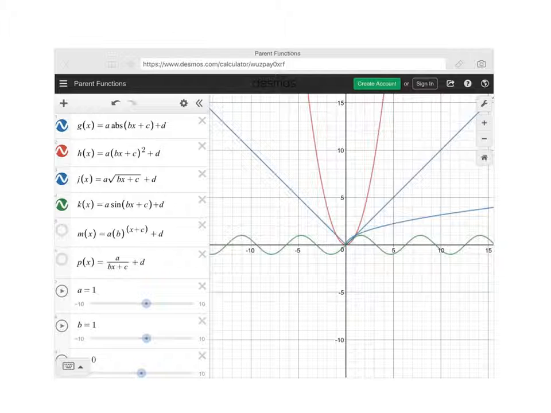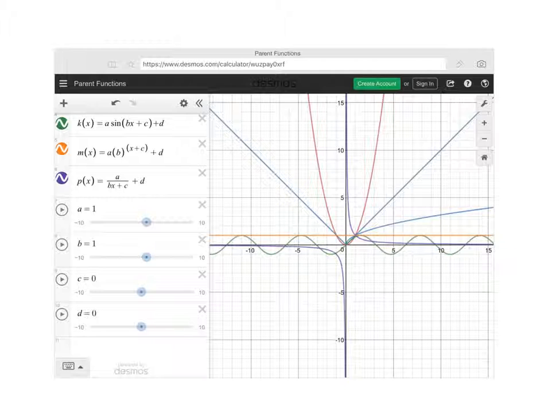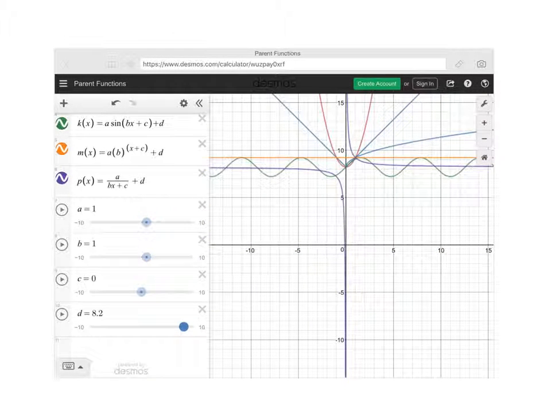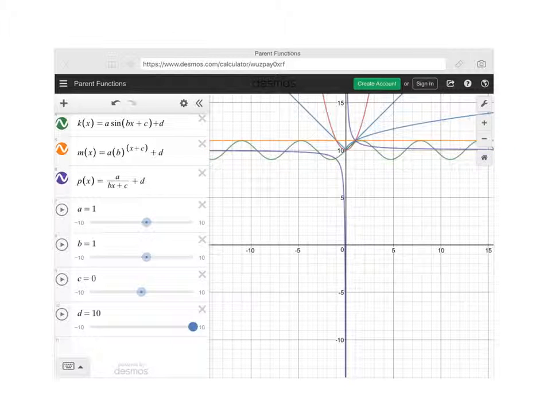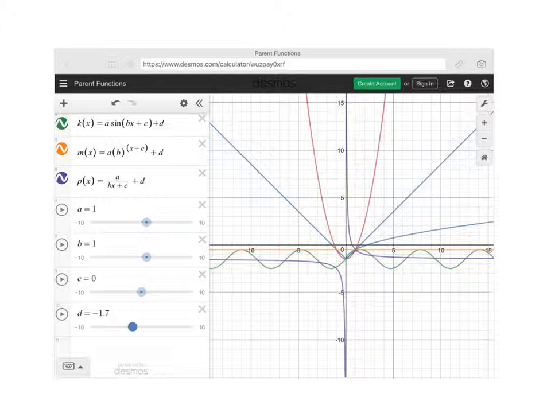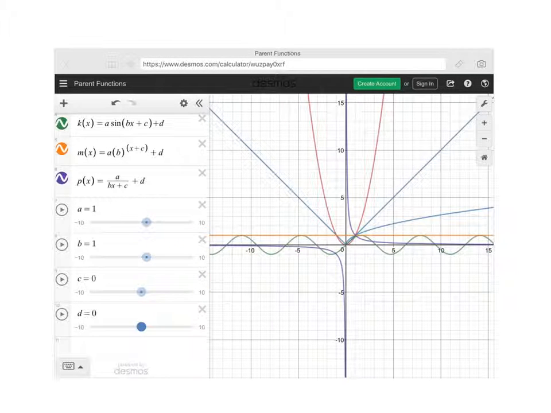I could just turn them all on just to get a really busy but useful graph here and see, does changing d affect all these functions in the same way? And it looks like as I increase d in all of these functions, whether it's trigonometric or if it's an absolute value function or whatever it is, increasing d brings my function up. Decreasing d brings my function down, and it doesn't even matter what type of function we have. We see that same relationship there.